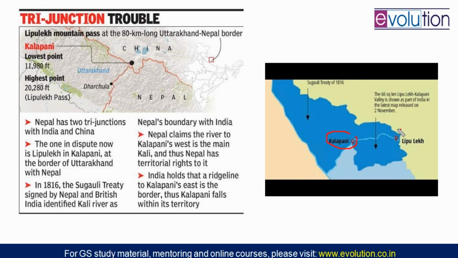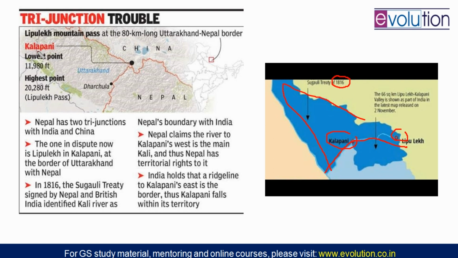Kalapani, Lipulekh, okay. And this area is the current boundary. Nepal says that no, give us this entire area. And the Sugauli Treaty and everything I told you already. Achha, the Sugauli Treaty was done in 1816.